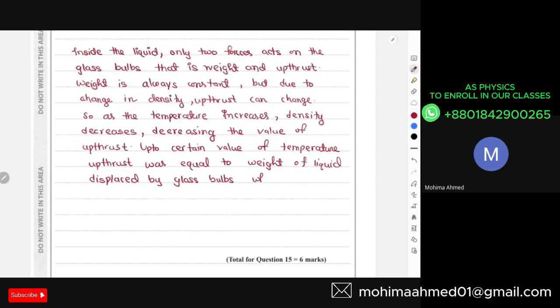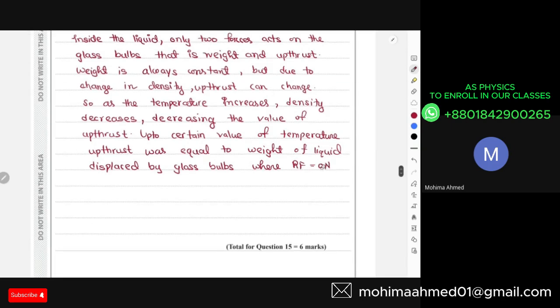Glass bulb's resultant force, I write resultant force as RF, right? So RF represents resultant force. Resultant force is 0. So bulbs can float up to the certain value.